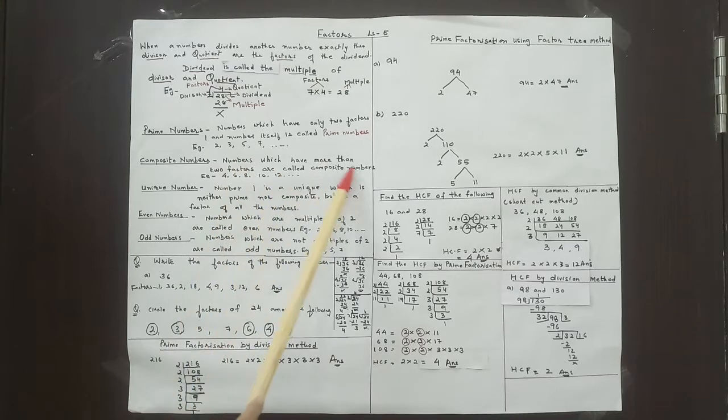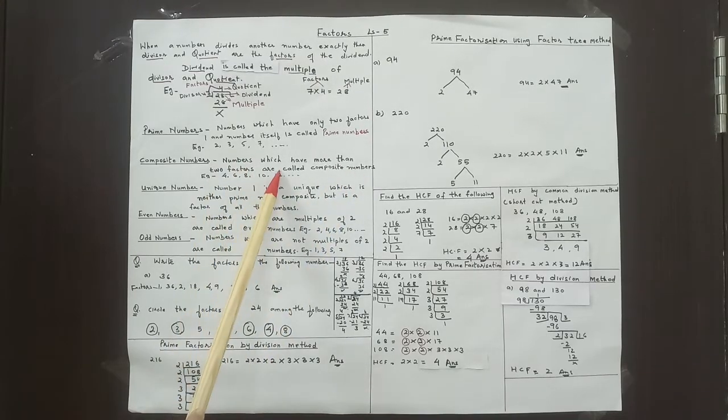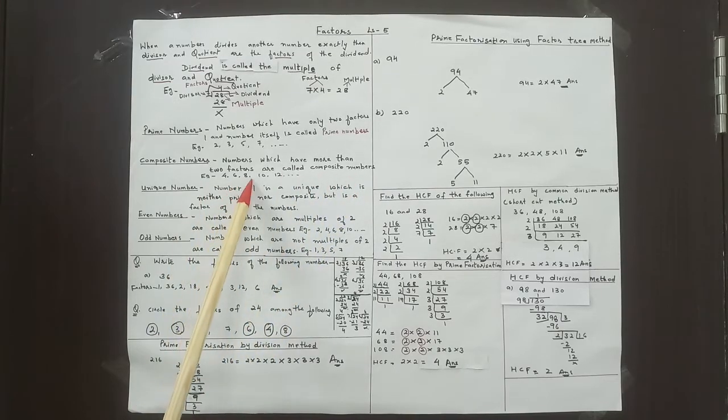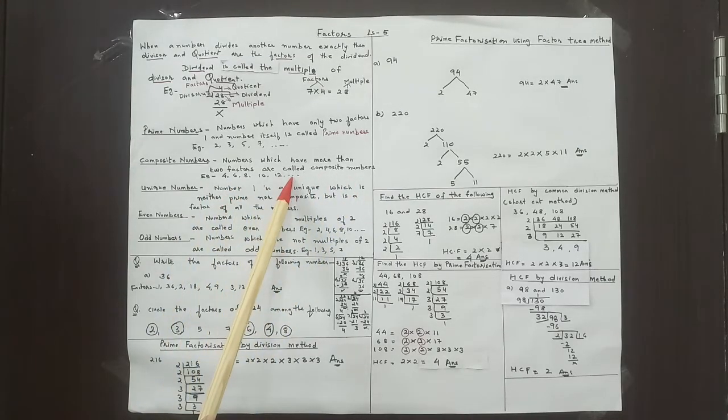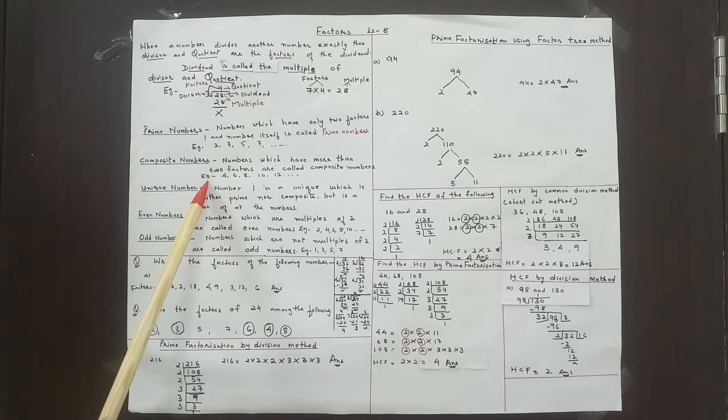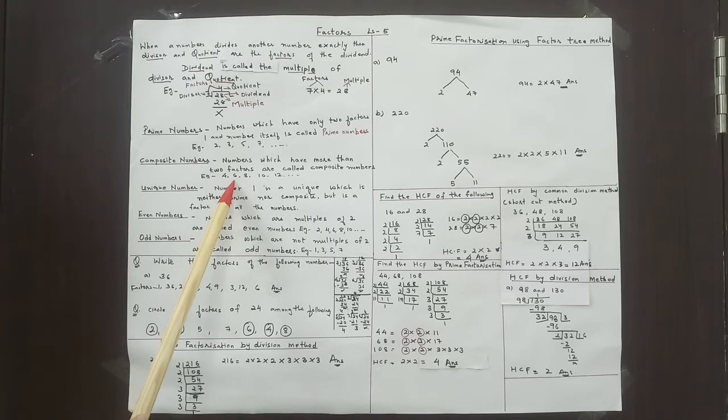Numbers which have more than two factors are called composite numbers. 4, 6, 8, 10 and 12. In these numbers, 4 is divisible by 1, 2 and 4. And 6 is divisible by 1, 6, 2 and 3. Now we have more than two factors here.